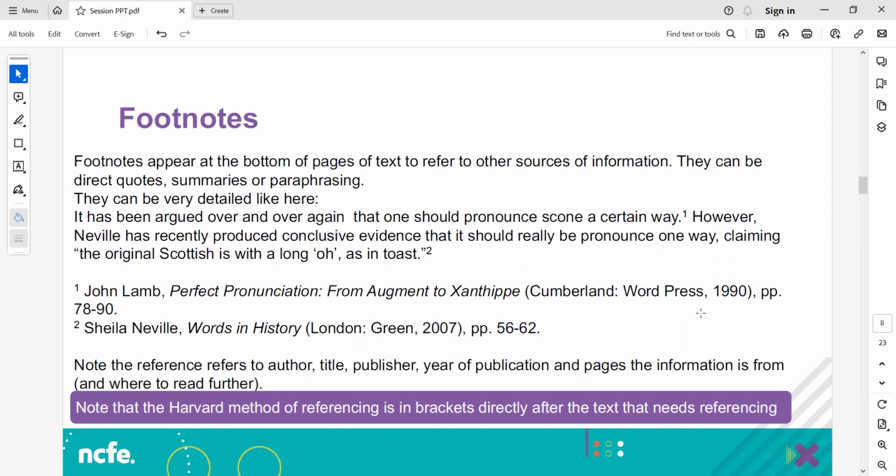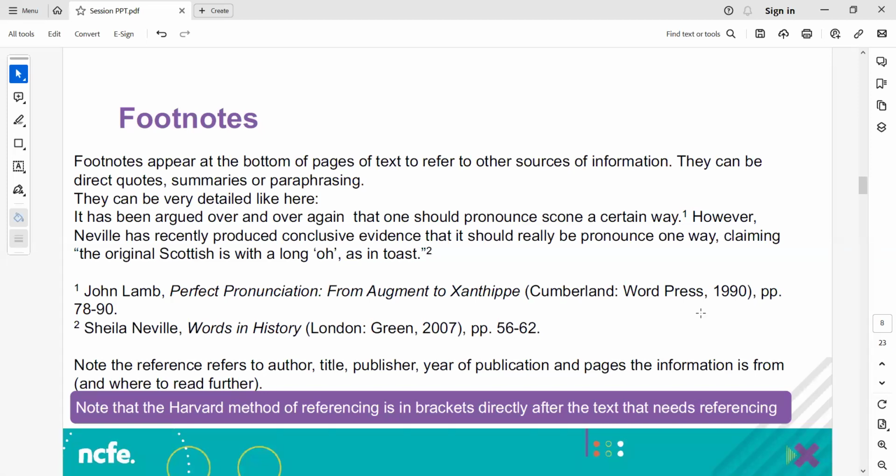So it's been argued over and over again. And the author is then using that footnote to tell us where that argument has come from, or an example of this. So, however, Neville has recently produced conclusive evidence that it should really be pronounced one way, claiming the original Scottish is with a long O as in toast, scone. So that's what it's telling us.